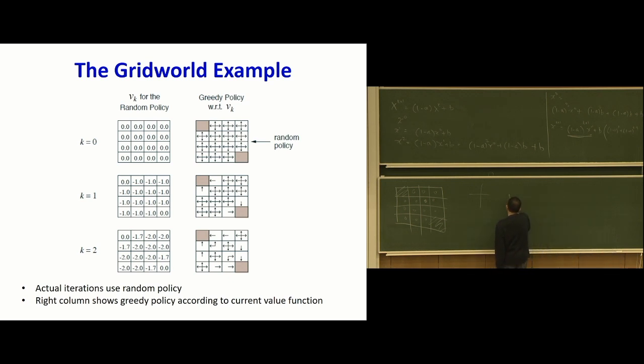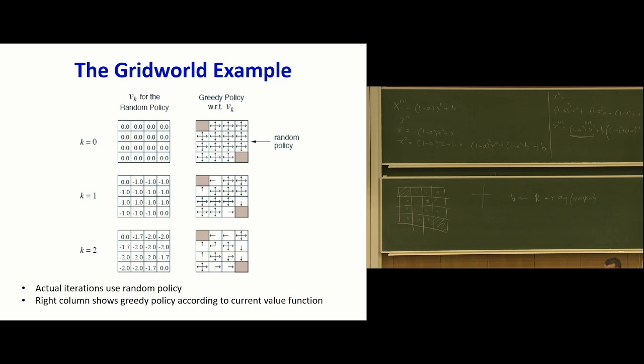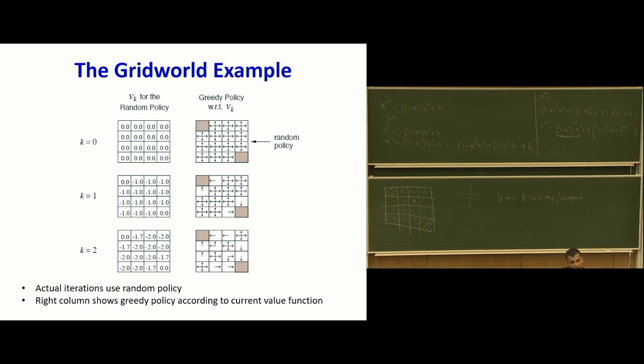So the new value for a box is going to be the reward for that box plus gamma times the average of the neighboring values. There's no self-transition. You're not going back to the same box in this particular setup, right? This is what the iterative formula told us. This is actually the Bellman expectation equation. So let's use this. Using this one, what is the new value for this box?